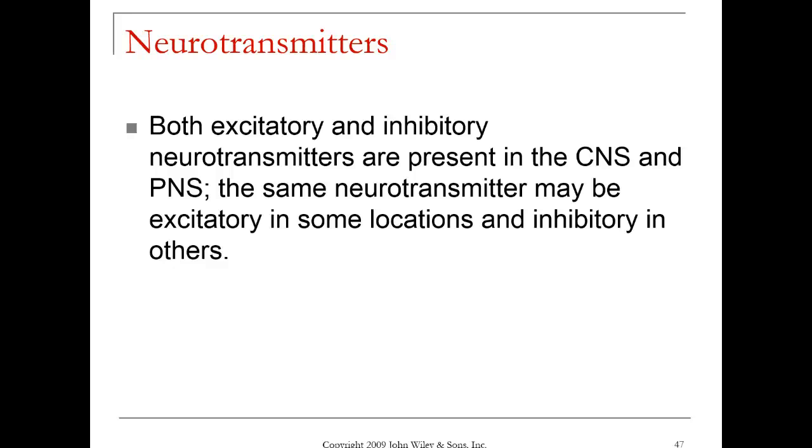All right, so now we're going to look at a few different types of neurotransmitters. Some neurotransmitters will be excitatory. Some neurotransmitters may be inhibitory. You have both excitatory and inhibitory neurotransmitters present in both the central nervous system and the peripheral nervous system. And the same neurotransmitter can have different effects. In some locations it may be excitatory, but in other locations it'll be inhibitory. It just depends on what kind of ion channel it opens up. If you have the same neurotransmitter that opens up ion channels and they are sodium channels, then the effect is going to be excitatory. If the channels that open up are potassium channels, the effect will be inhibitory.